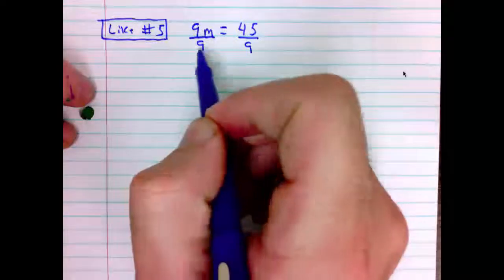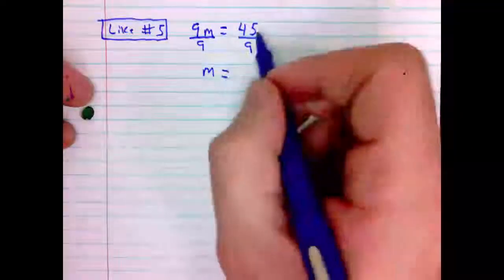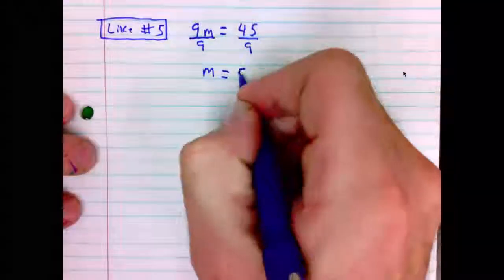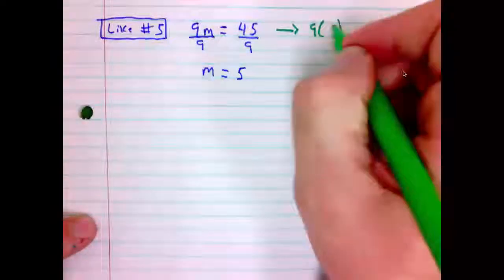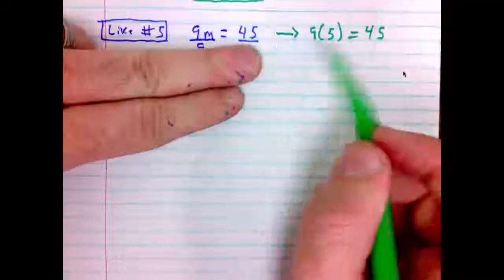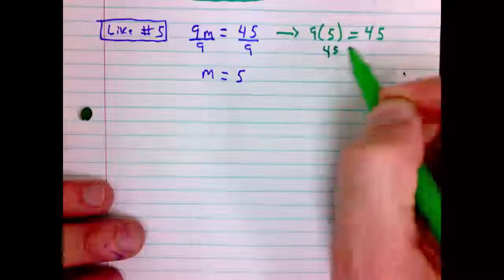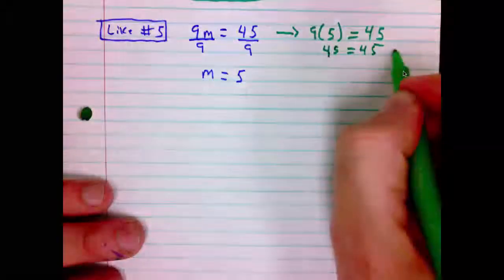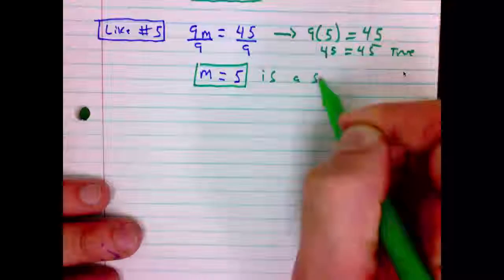Well, 9 divides 9 to leave 1 m. We simply write m. When we write m by itself, the implied coefficient is 1. It's like these two canceled each other out. Equals 45 divided by 9 is 5. We think that m is 5. Again, we will perform the substitution. 9, but instead of m, we'll substitute 5, equals 45. The only change from the initial blue statement and the green statement is we have substituted 5 in place of m. What's 9 times 5? It's 45. So we have the statement 45 equals 45. That is true. Therefore, we know that m equals 5 is a solution.